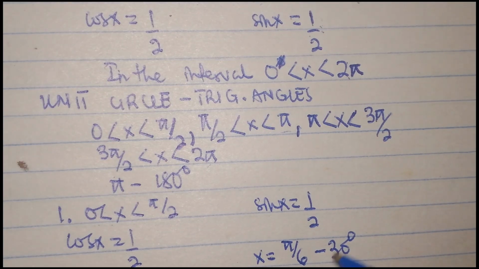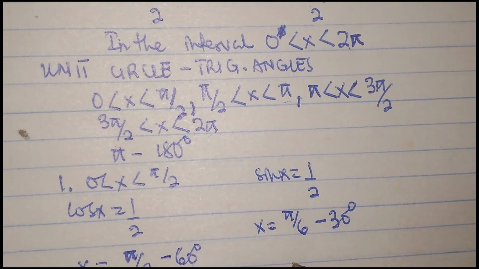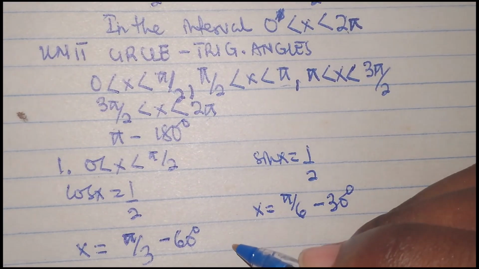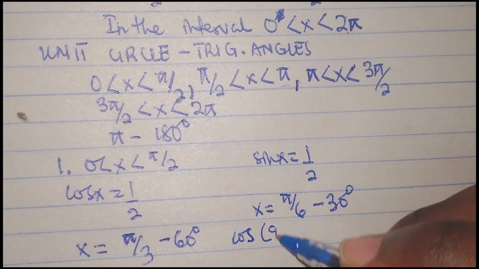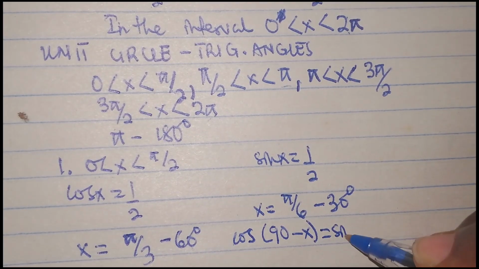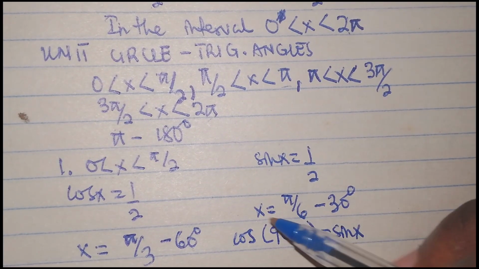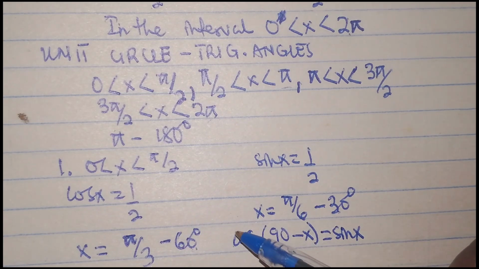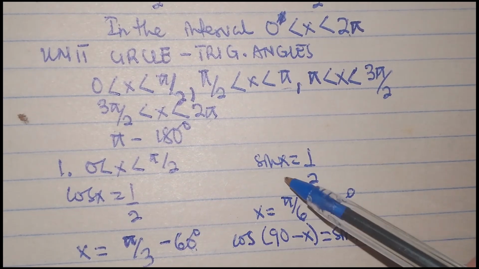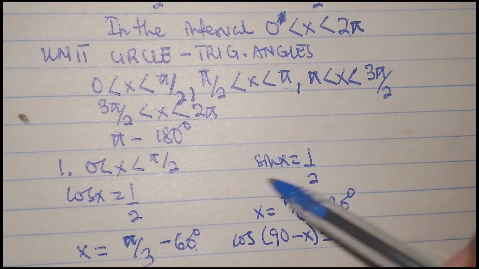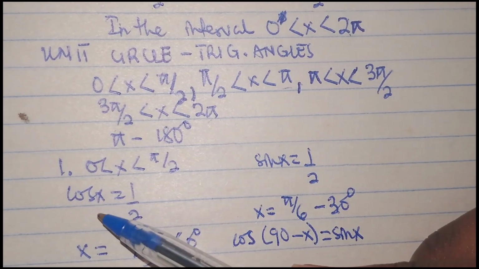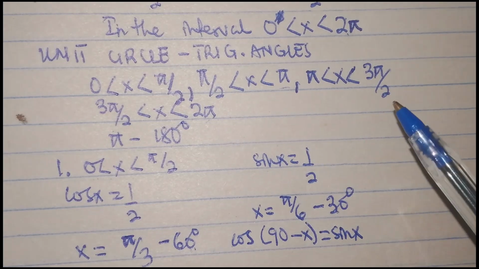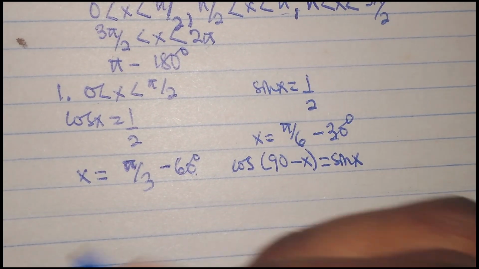Now there's a very special thing about cosine and sine. We all know that the cosine of 90 minus x is equal to sine of x. Better still, you can see that 60 degrees plus 30 degrees adds up to give us 90 degrees. So the angle produced when sine is solved, plus the angle produced when cos is solved, together gives us 90 degrees.